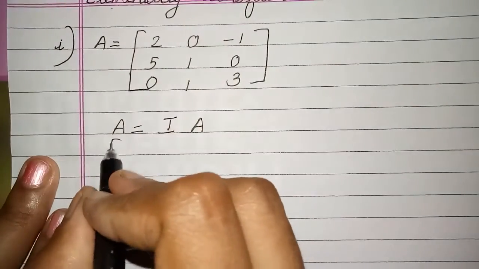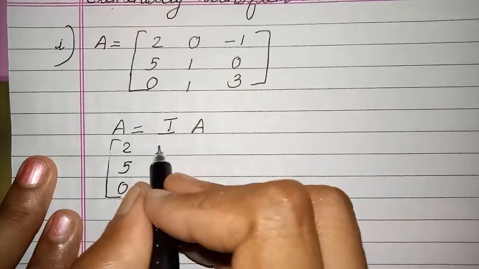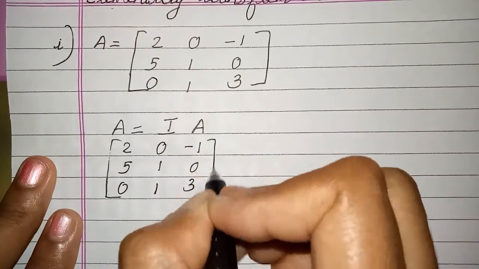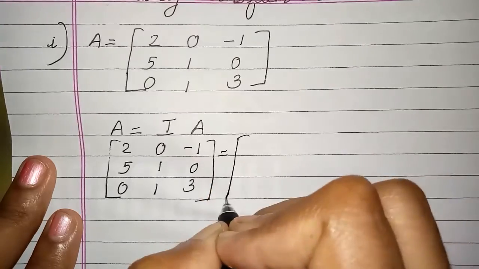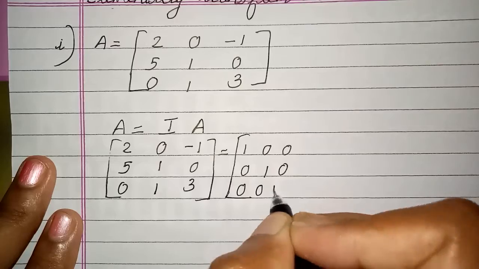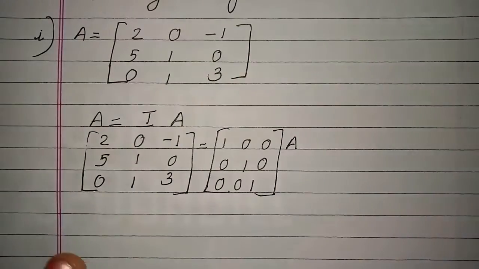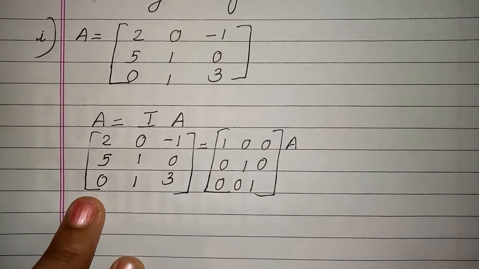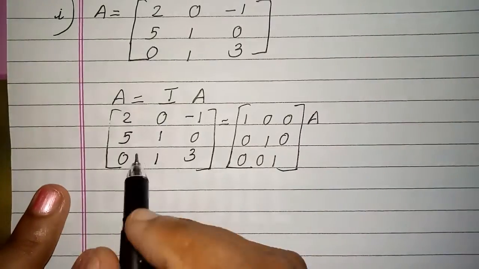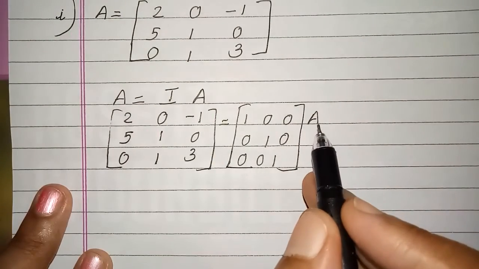Now the procedure here is, A equal to IA. So first step, on your left side you write your given A. It is 2 5 0, 0 1 1, minus 1 0 3. Identity matrix for 3 cross 3 is 1 0 0, 0 1 0, 0 0 1. And you have A here as it is written here. Both sides, you don't substitute the value of A. Your right side you are going to substitute. Now the procedure is to convert this A into I, and this A will remain as it is.